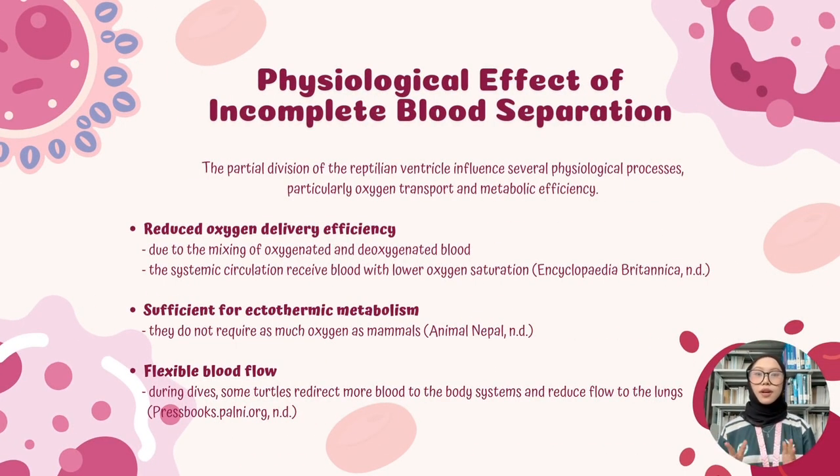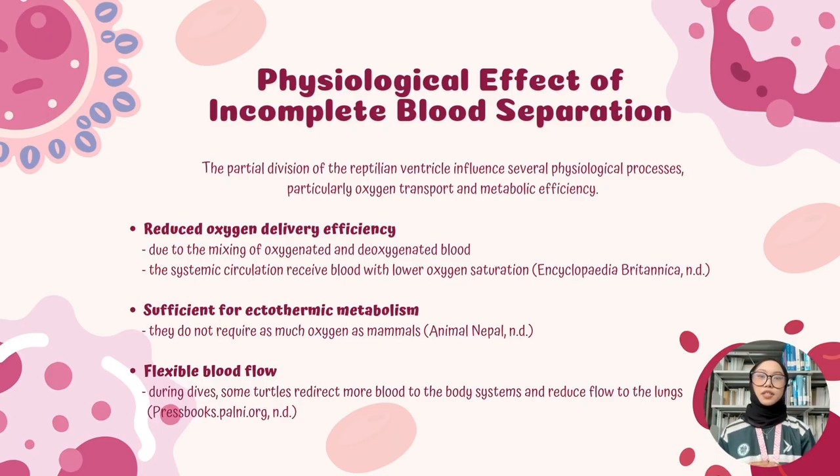Previously I explained the structure of the leatherback turtle's heart. Now, I'm going to continue by talking about the physiological effect of incomplete blood separation. The partial division of the reptilian ventricle influences several physiological processes, particularly oxygen transport and metabolic efficiency. First, it reduces oxygen delivery efficiency. This happens due to the mixing of oxygenated and deoxygenated blood. As a result, the systemic circulation receives blood with lower oxygen saturation.